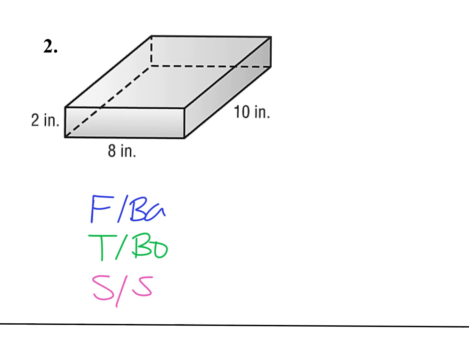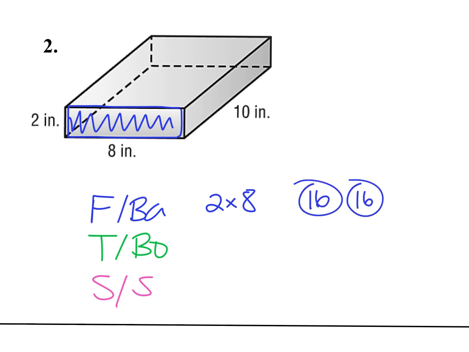Now, my front and my back. So here's the front of this box. It's very clearly my front, and I think about my dimensions. 2 times 8. So I know the front of that box has an area of 16, and the back will also have an area of 16.